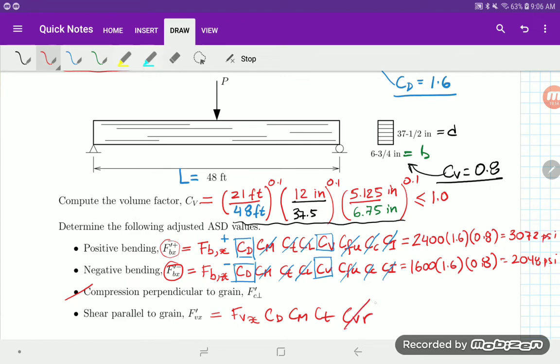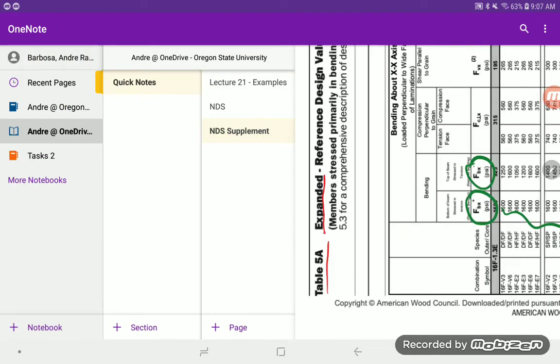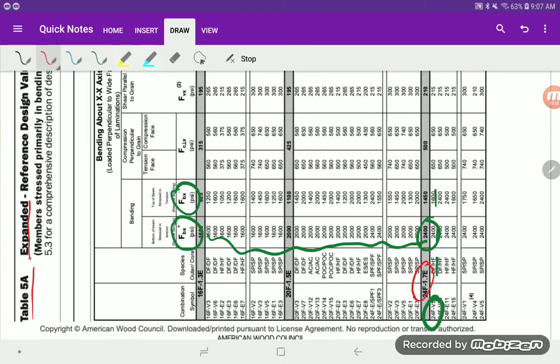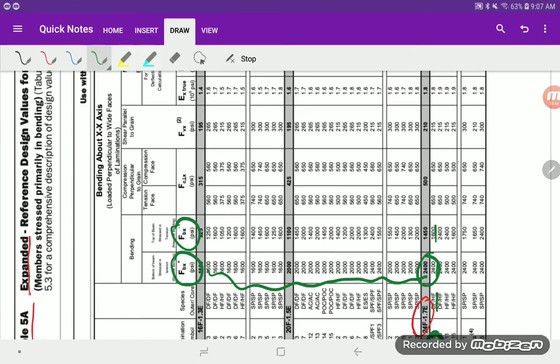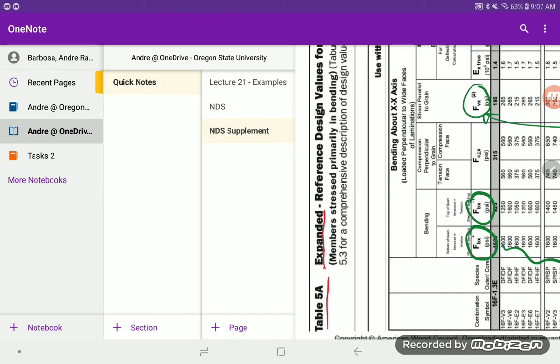C sub D, C sub M, C sub T, and CVR. We just saw that CVR is 1.0. C sub T is 1.0. C sub M is 1.0. C sub D is 1.6. So now we have to use FVX, our reference value. Let's go get that one again. It's in this table. We are working with the 24V5. Here's our 2 reference values, positive and negative bending. And now we're looking for, here we are, 215 psi as our shear parallel to grain reference value.